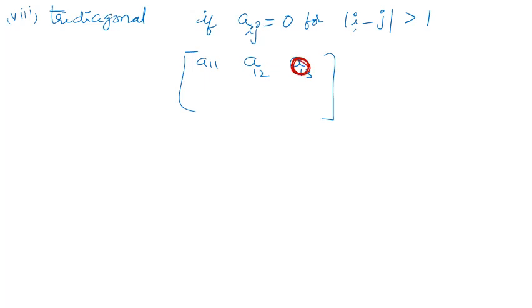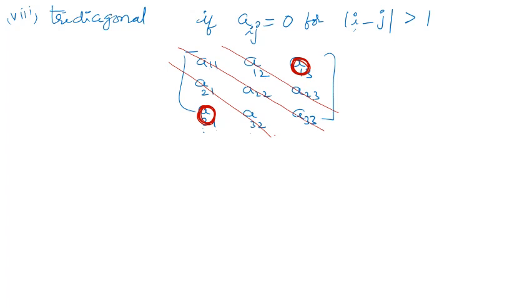So this value is 0. Coming to a21, what is the difference between 2 and 1? 1. 1 greater than 1 is false, so not 0. 2 2 also not 0. 2 3 not 0. Coming to 3 1, the difference is 2. 2 is greater than 1, so this value becomes 0. 3 2 difference is 1. 3 3 difference is 0. So this is principal diagonal, above diagonal, below diagonal. 3 diagonals are there. Tri-diagonal matrix. Is that clear?